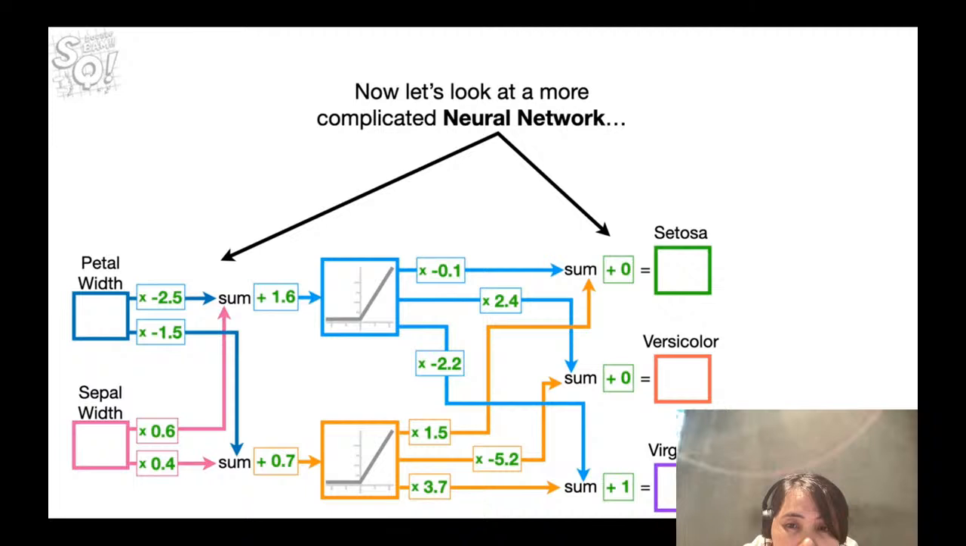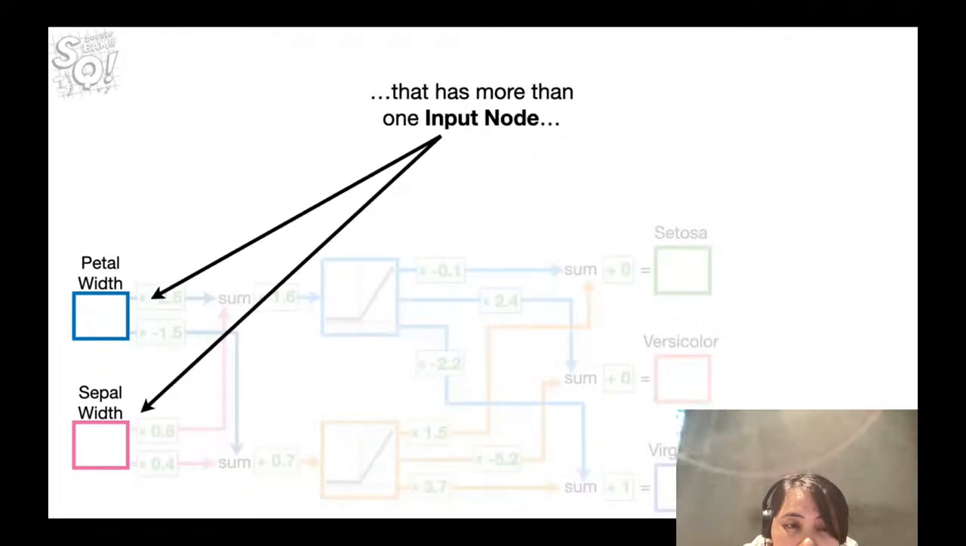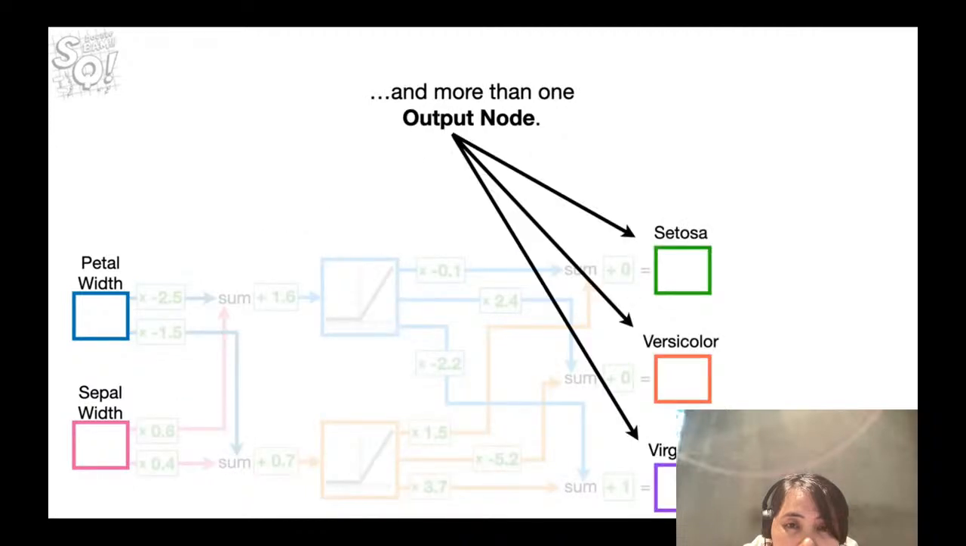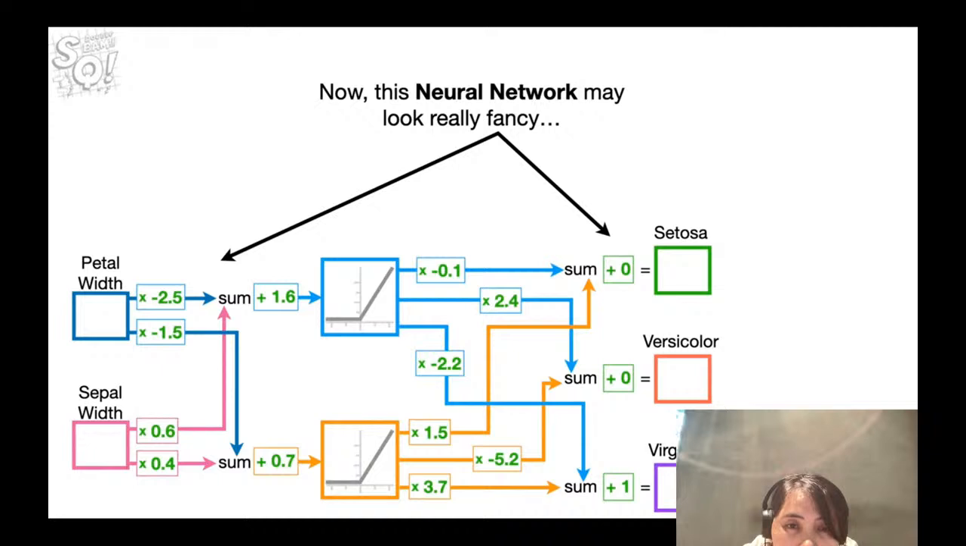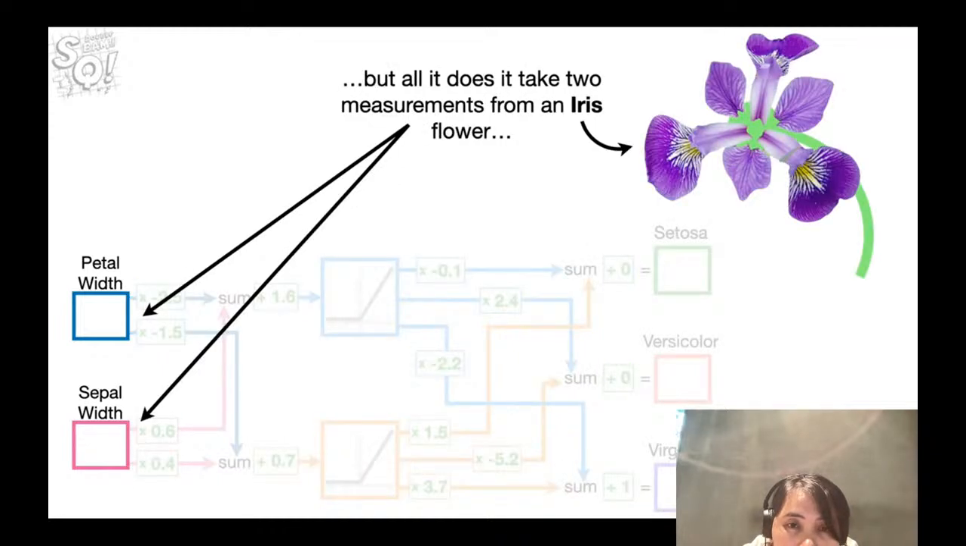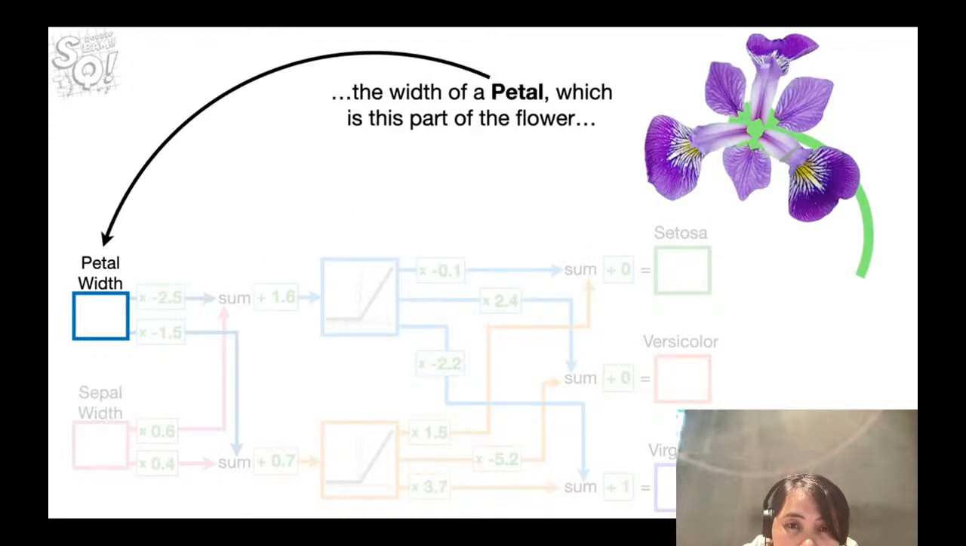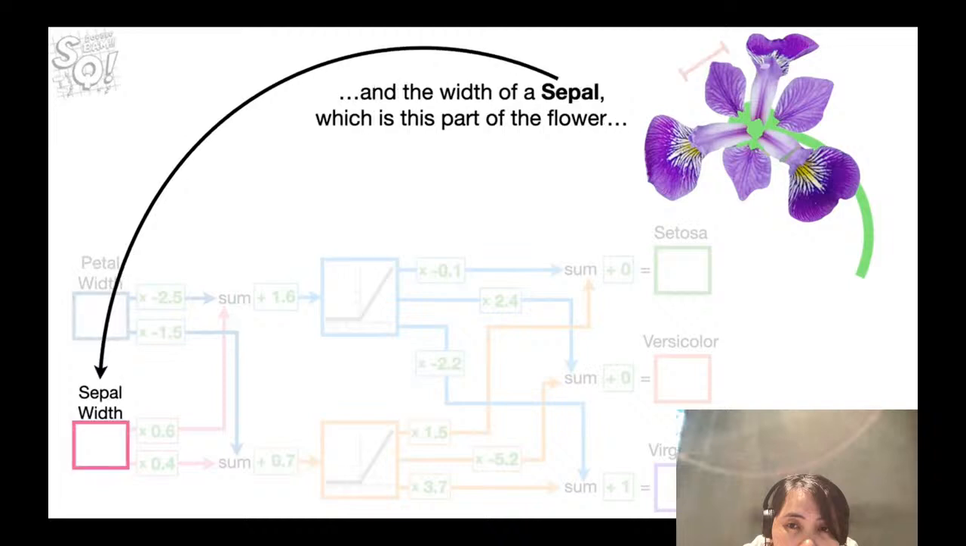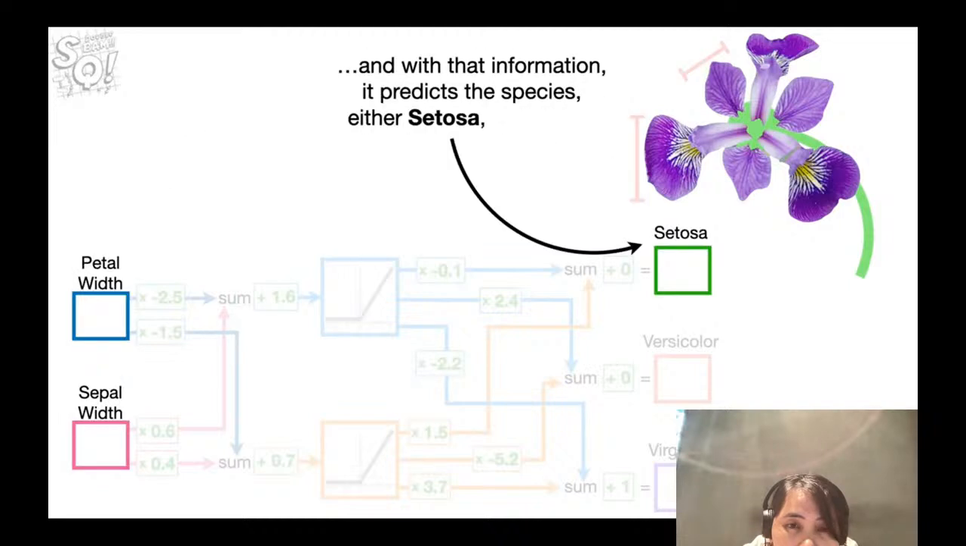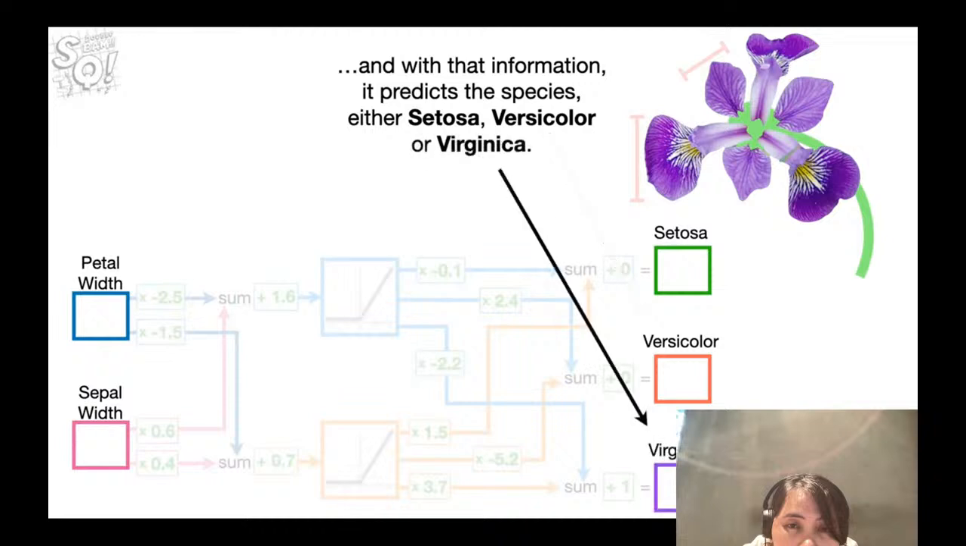Bam. Now let's look at a more complicated network that has more than one input node and more than one output node. Now, this neural network may look really fancy, but all it does is take two measurements from an iris flower, the width of a petal, which is this part of the flower, and the width of a sepal, which is this part of the flower. And with that information, it predicts the species, either Setosa, versicolor, or virginica.